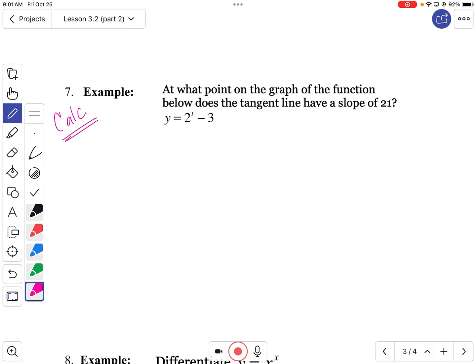What do I need? We need a derivative. The slope of the tangent is the derivative. So let's do that first. That I can't do with the calculator, so let's do that. So dy, I guess it would be dt, isn't it? Yeah, dy dt, because I got a t up there, is going to equal, all right? Let's do the derivative of 2 to the t. What's that going to give me?